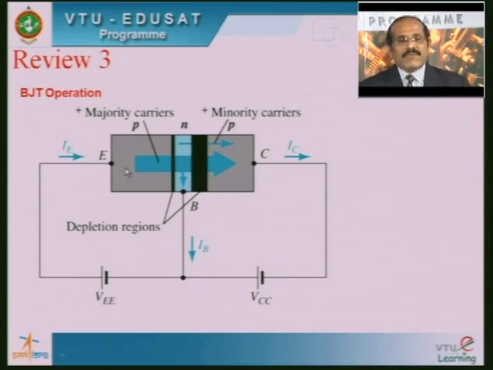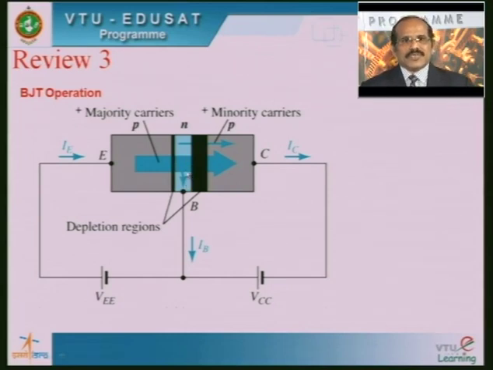Whenever we connect the P layer to the positive terminal of VEE, the holes get repelled by the positive terminal of VEE, and they will diffuse, crossing over the depletion region and moving into the N layer. When these holes move from the P layer to the N layer, about 5% of these holes recombine with the electrons of the base layer, and that will contribute to the base current. And the remaining 95% will diffuse from the base layer into the collector region.